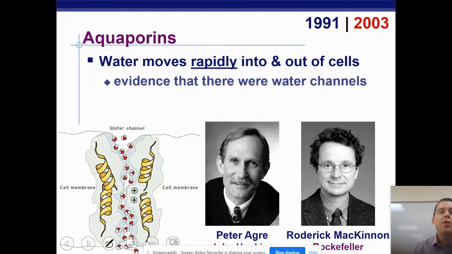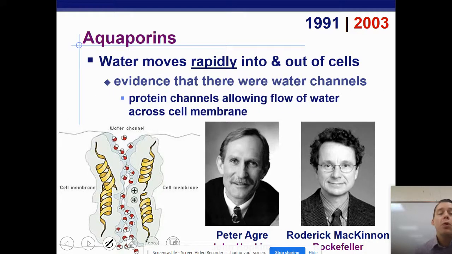And this is all dependent on aquaporins. Aquaporins, they're numerous, and they can allow for rapid movement of water in and out of cells. When we do our osmosis lab, you will see that it can happen very quickly. So in the early 90s is when aquaporins were discovered.